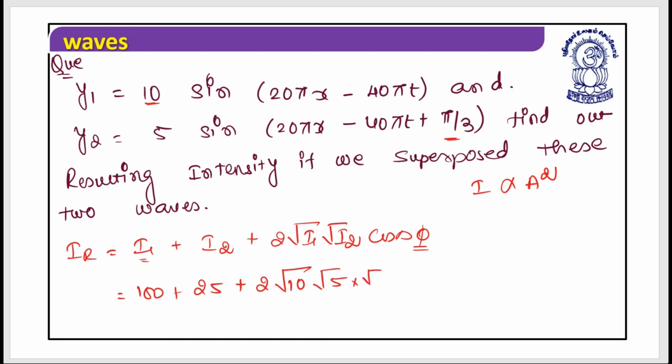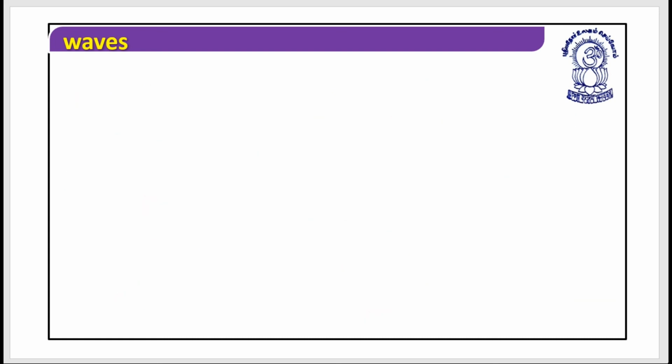So cos 60 is simply 1 by 2, so the 2 has gone, and this is 100 plus 25, 125, plus under root 10 under root 5, which is root 50, that is 5 root 2. The intensity is in watt per meter square. I hope this is clear. Is it clear? Are you sure? Great. Ready for the next question? Let's have a look.